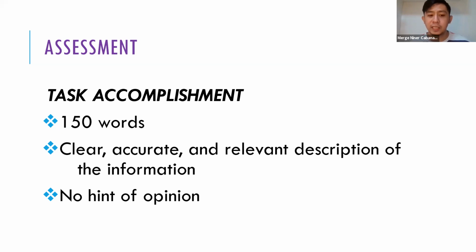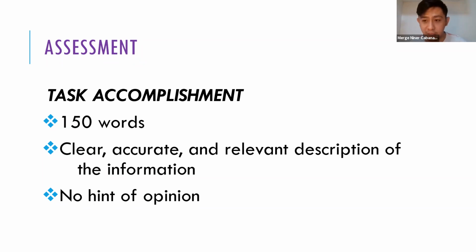So you must also present not only blabber or any unimportant information here, you must present a clear, accurate, and relevant description of the information. When it comes to clarity and accuracy, I am going to discuss everything about that later, okay?